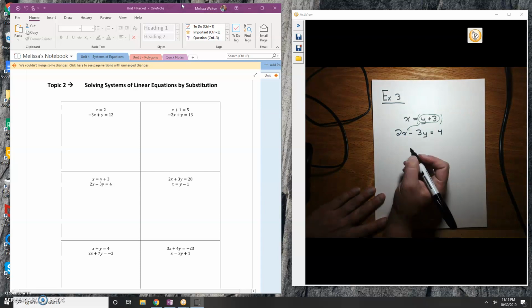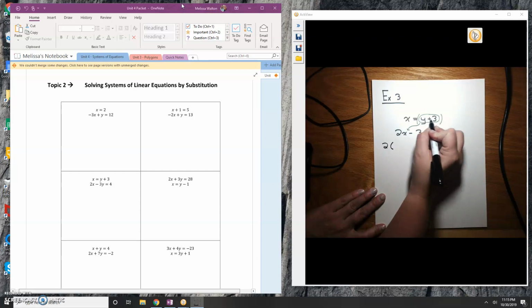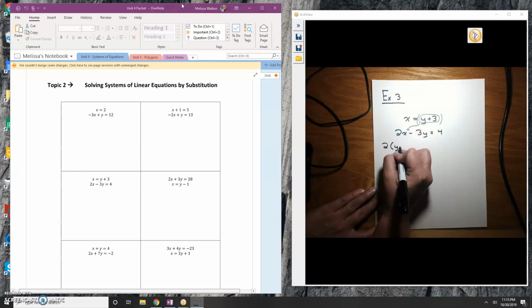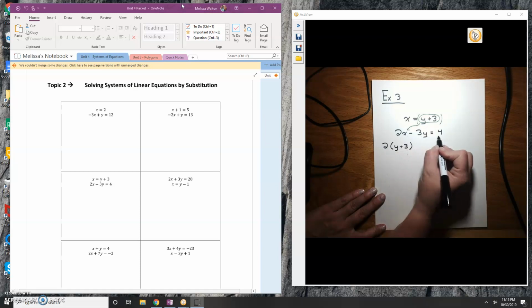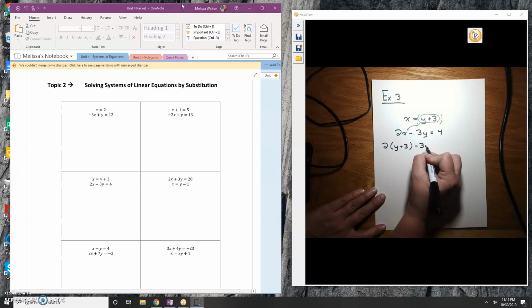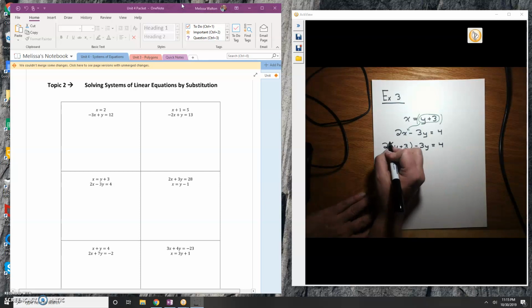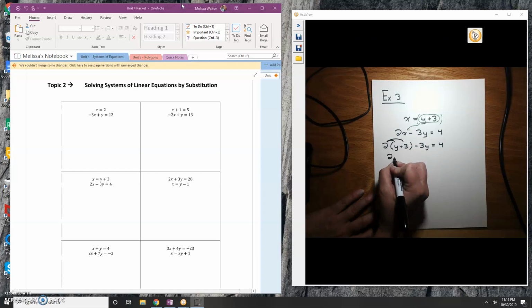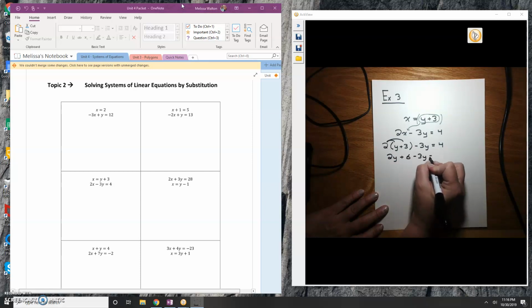So here's what this next step is going to look like. 2 times this whole thing is my x, so that is y plus 3. That whole thing went in for x, and everything else stays the same. I have minus 3y is equal to 4. Now let's get rid of those parentheses. We're going to go ahead and distribute. 2 times y is 2y. 2 times 3 is 6. I still have a negative 3y, and I have a positive 4 equals positive 4.